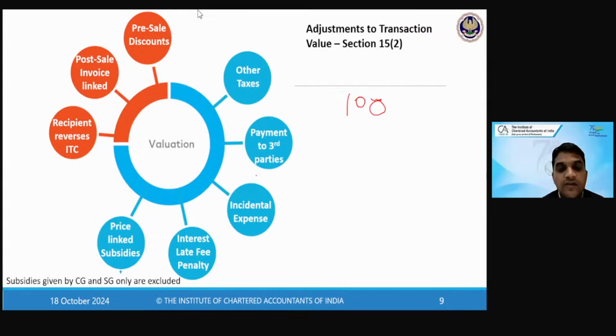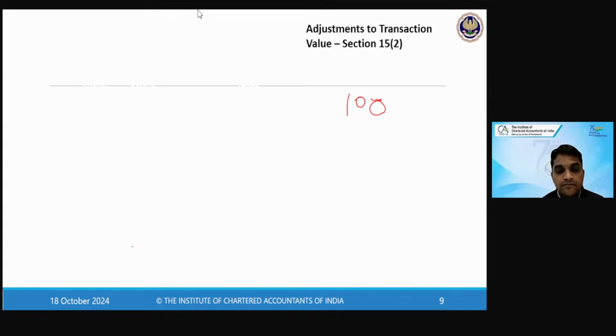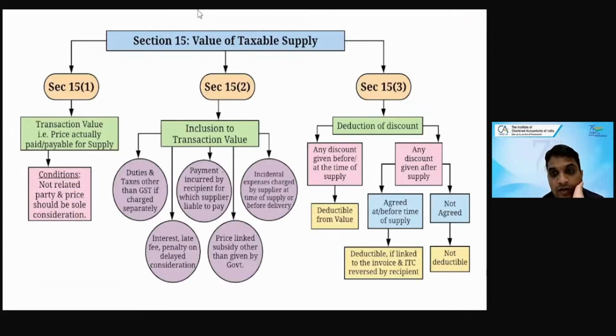So what does the valuation say on deductions of any discount which is given before or at the time of supply? This is straight away deductible. Any discount which you are giving before or at the time of supply. When will you raise the invoice? At the time of supply itself. So any deduction given at the time of supply, you have to deduct from the value.